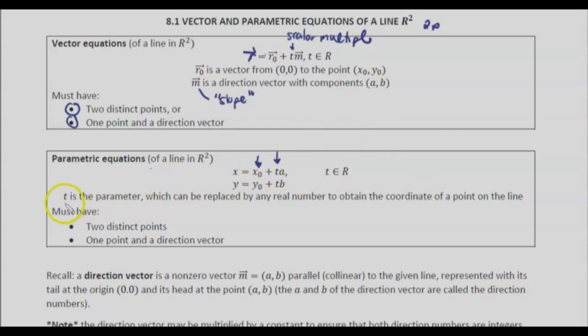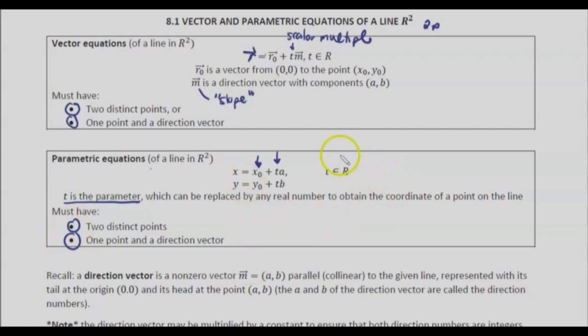Okay, so let's talk about t for a second. T is the parameter, which can be replaced by any real number to obtain the coordinate of a point on the line. Again, for the must-haves, we need two distinct points or one point and a direction vector.